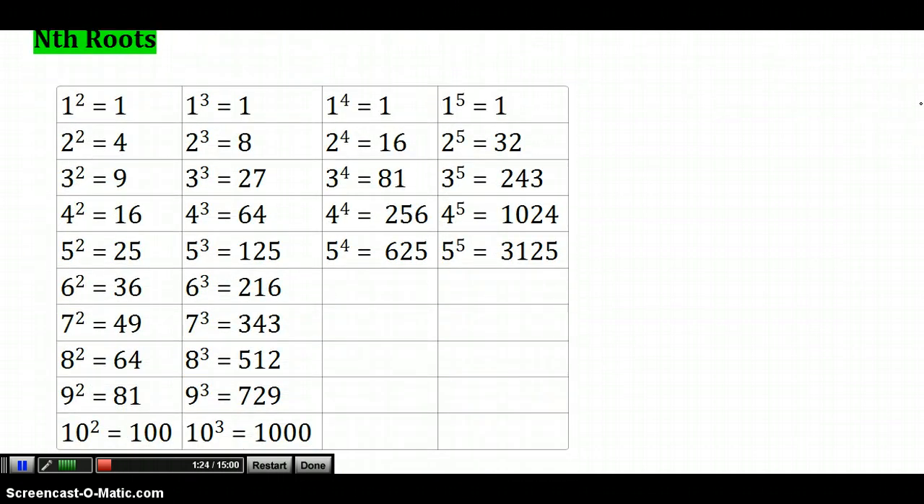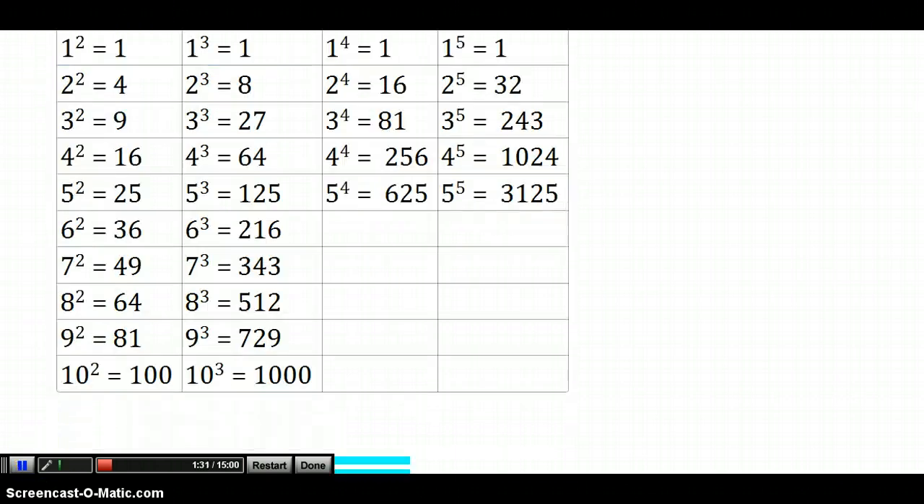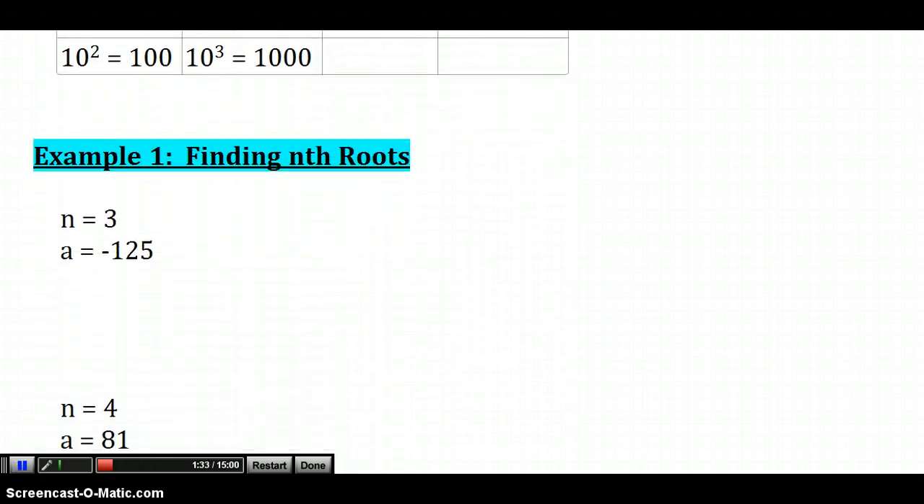This is a table of some nth roots, so if you want to pause the video and write this down in your notes, it might help you in the future. So let's actually find an nth root.